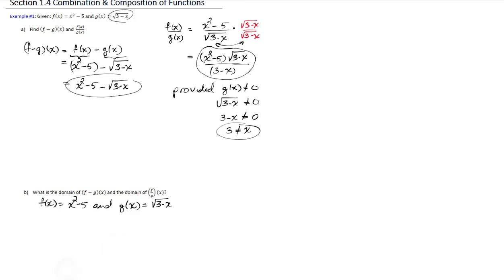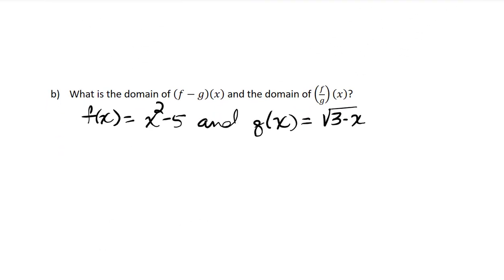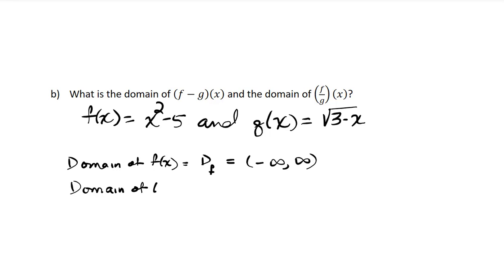of 3 minus x. So to find the domain of the function f, let's denote that as D sub f for the domain of the function f. This is a quadratic function, which means that there are no values of x that will make this function undefined, and therefore its domain is the set of all real numbers, in interval notation from negative infinity to positive infinity.